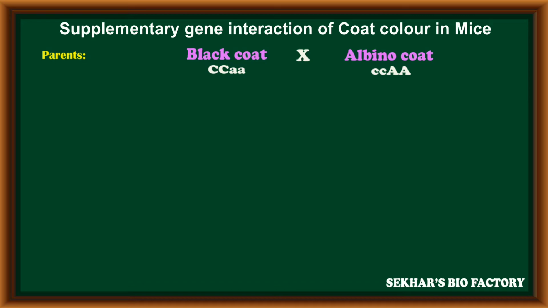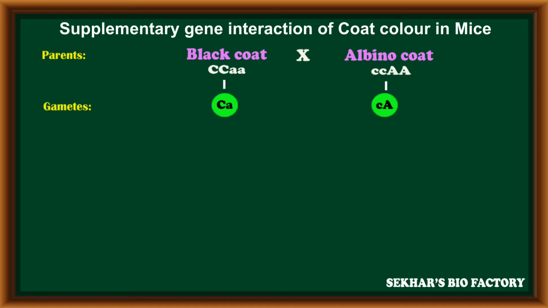but the second supplementary gene, gene A, is in recessive condition. So the black coat mice have the genotype capital C, small a. In the same way, the albino coat is expressed when gene C is present in homozygous recessive condition, that is, genotype small c. Even though the supplementary gene A is present in dominant condition, it never influences the C gene, so the albino coat color is expressed with the small c, capital A allelic combination.